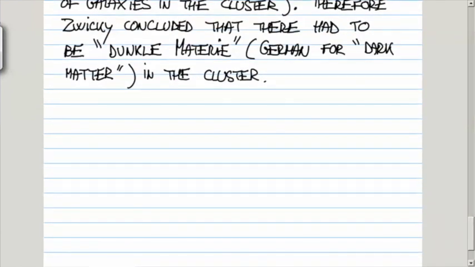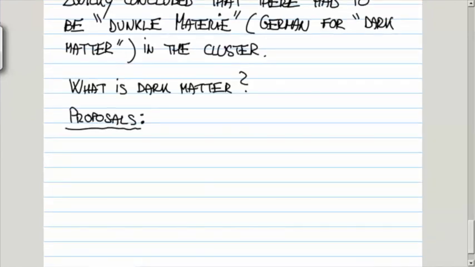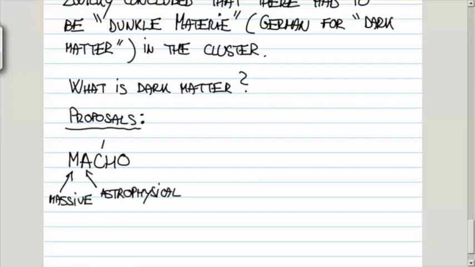So the question is, what is dark matter? And there were several proposals. One that kind of makes sense immediately, they were called MACHOs. And this is an acronym that stands for massive astrophysical compact halo objects. And there is a reason for this name, as you will find out later.